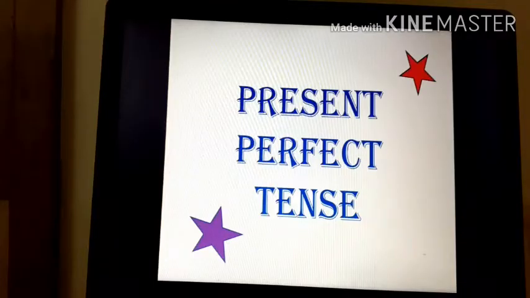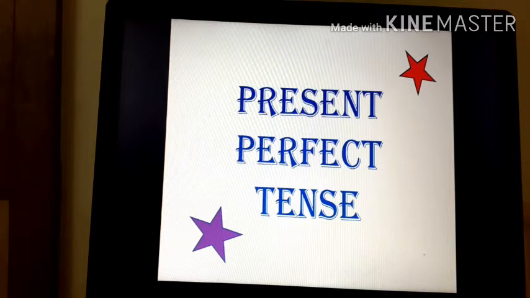As you know, in the previous lesson we have learnt about the types of tenses, and there I specifically explained simple present tense and present continuous tense. In today's lesson we are going to learn about present perfect tense. So let's begin. Here it goes, present perfect tense.